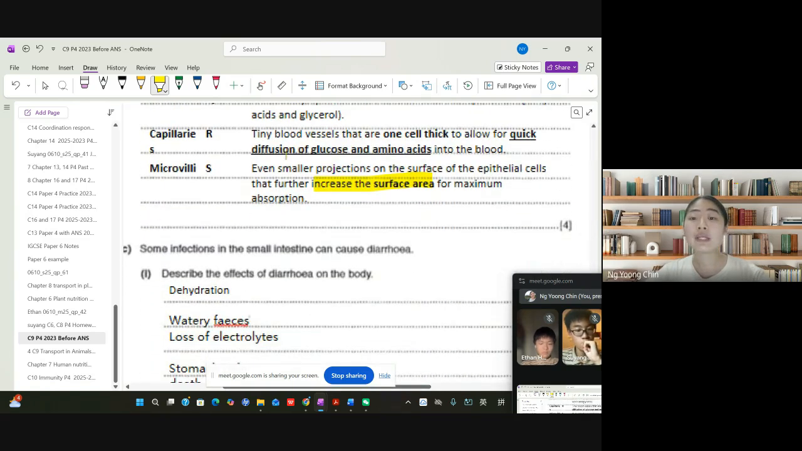And then how about the capillary? For the blood capillary, just remember that it's one cell thick. You can say that they consist of a very thin wall. For the vein, you can write thin wall. But in the capillary, you should write very thin wall, or you can say one cell thick, which means that it's very, very thin. That's why they allow quick diffusion of the nutrient molecules into the blood.